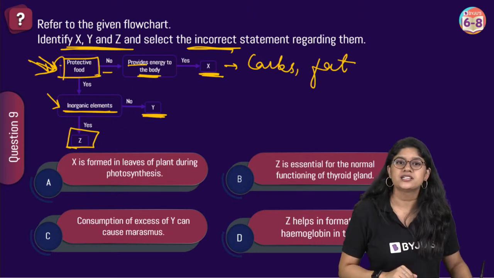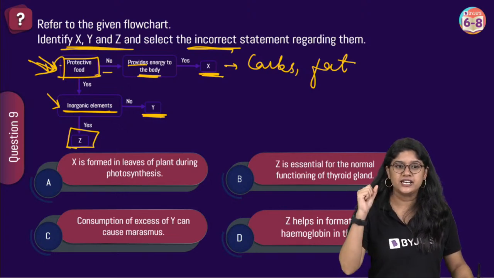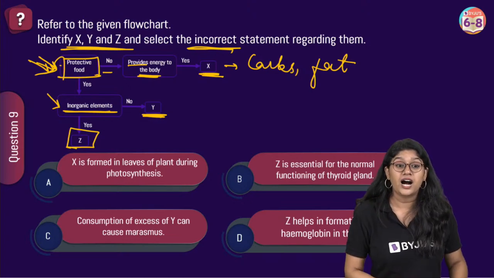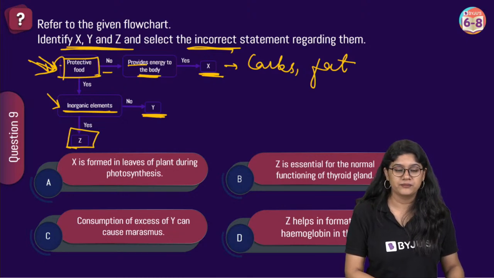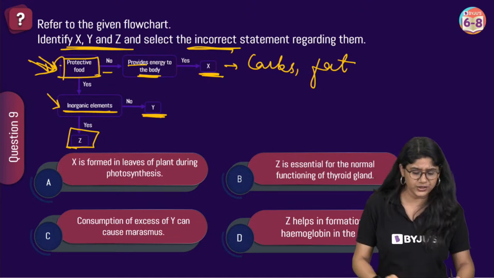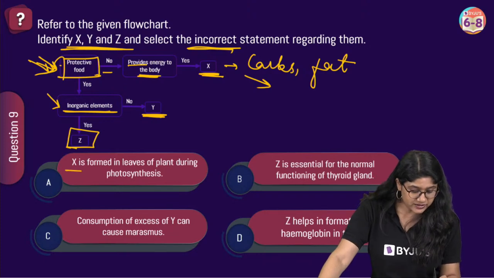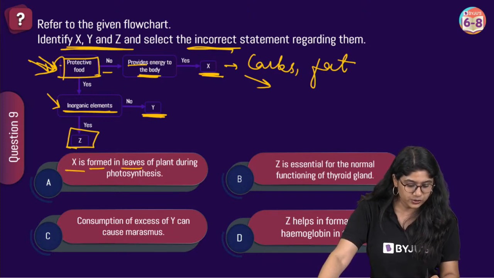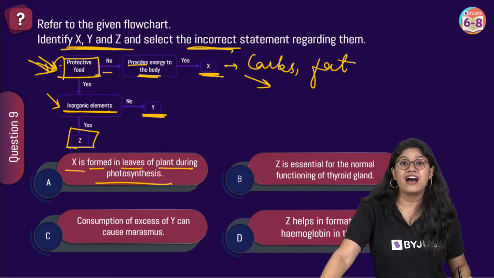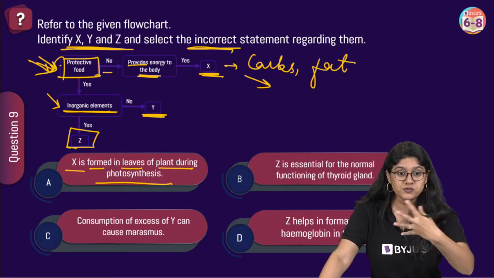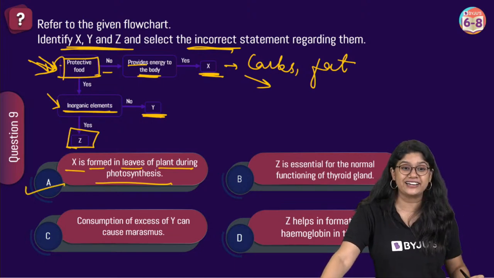So here we have the poll. We know that X provides the energy. Aisha, then you can help your friend where they can get the ANTHE roll number. Aradhya. Very good. So X provides the energy, everyone. Let's read the statement. X is formed in plants during photosynthesis. We have to pick the incorrect statement. We know that plants produce glucose, which gives the energy. So this is definitely correct.